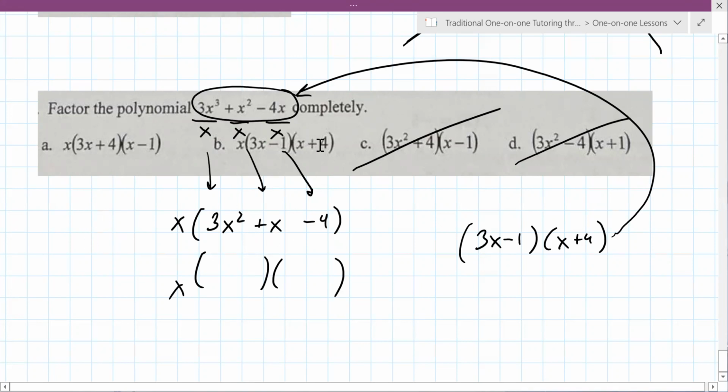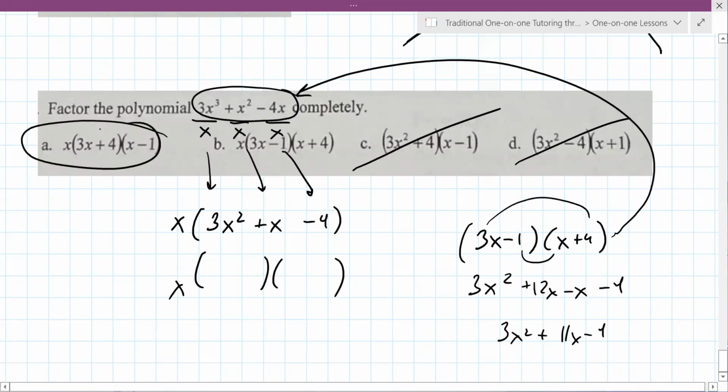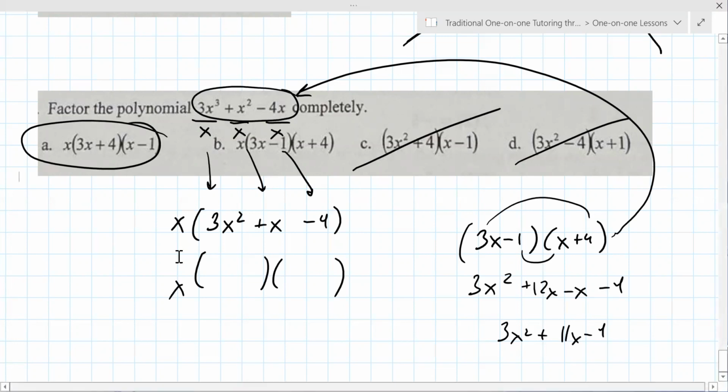We're doing it because that's the format of this test. So this is 3x squared plus 12x minus x minus 4, which is 3x squared plus 11x minus 4. So that one did not work, which means that it must be A. And that's the extent of that. It really is helped out by factoring out an x first, but there are a few things you can do in these tests to save yourself some time.